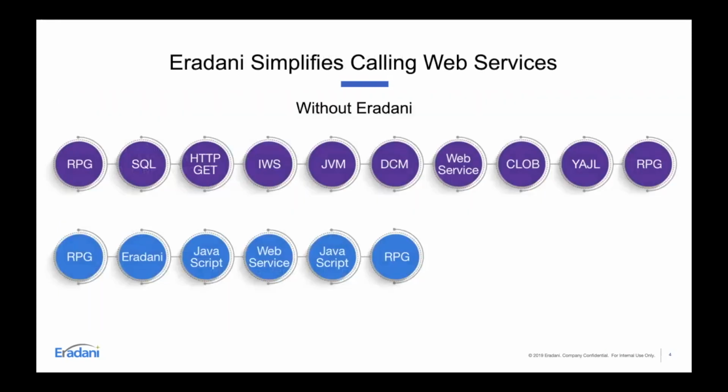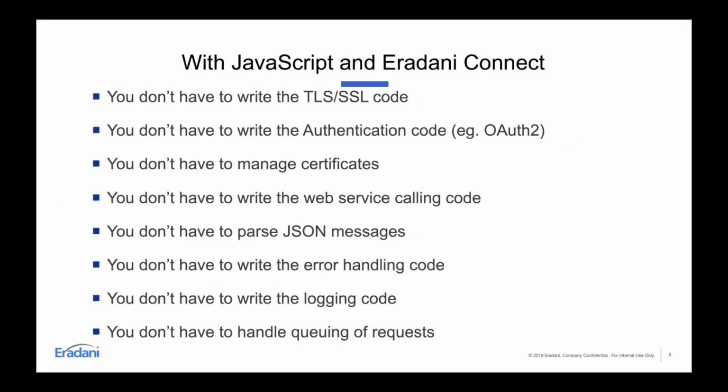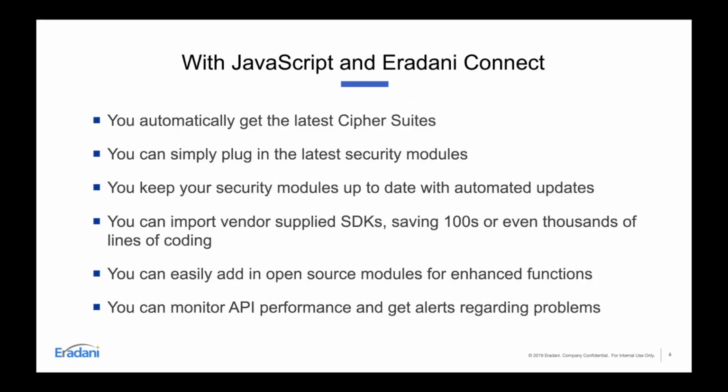Calling web services from RPG with JavaScript and Aerodynamic Connect dramatically reduces the amount of code you need to write and maintain. With JavaScript and Aerodynamic Connect, you don't have to write the TLS SSL code. It's generated for you automatically. You don't have to write the authentication code like OAuth 2. You don't have to manage certificates. You don't have to write the web service calling code, and you don't have to parse JSON messages. You don't have to write the error handling code, and you don't have to write the logging code, and you don't have to handle queuing of requests.